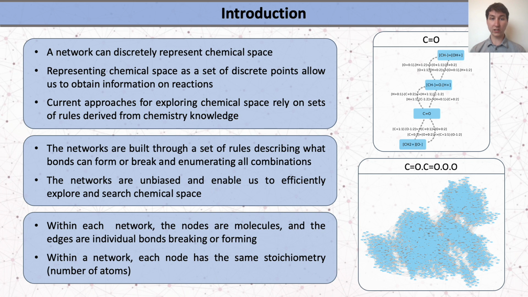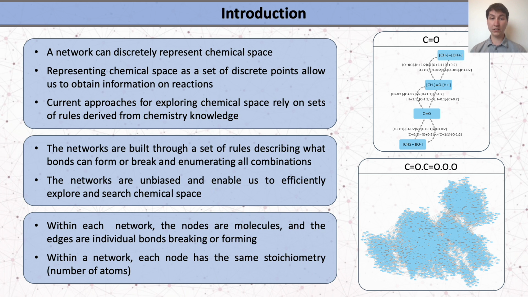Current approaches for exploring chemical space rely on sets of rules derived from knowledge that we have in chemistry, but the networks that we plan on building here are built through a set of rules describing what bonds can form or break and enumerating through all the combinations. So we don't really rely on chemistry knowledge. The networks that we build can be unbiased and enable us to efficiently explore and search chemical space.